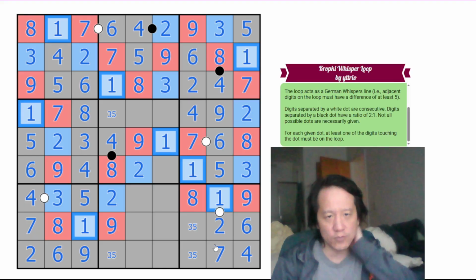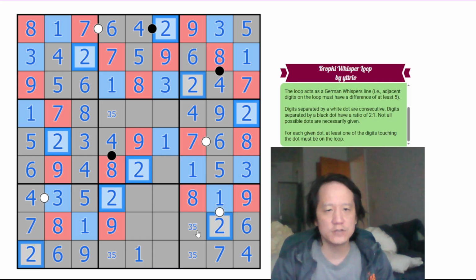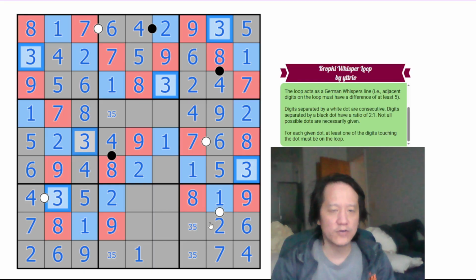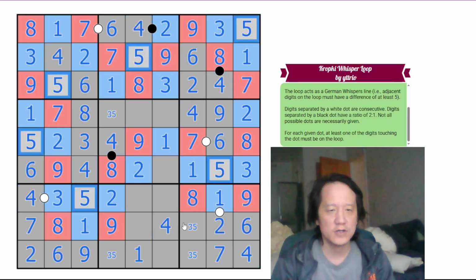We have 8 ones. We should know where the last one has to be. It has to be here. We have 9 twos. Okay, so that's done. We have how many 3s? Not enough. How many 4s? We have 8 4s. We know where the last 4 has to be. It has to be there.